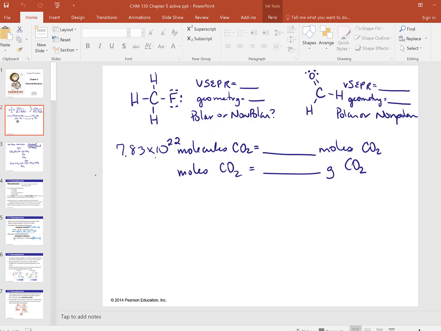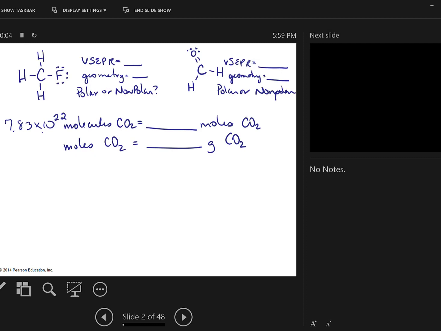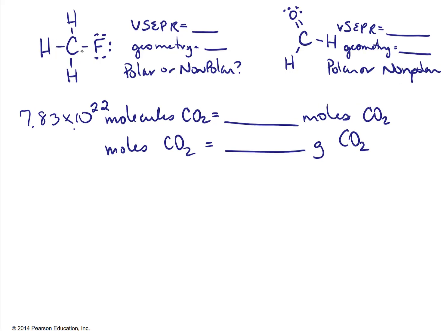So for example, backing way up into chapter 3. Looking at this one, CFH3, I already have it written out. What is its VSEPR? A, B, remember, the central atom is carbon. How many groups does it have connected to it? 4. And then N. Are there any N's? No.